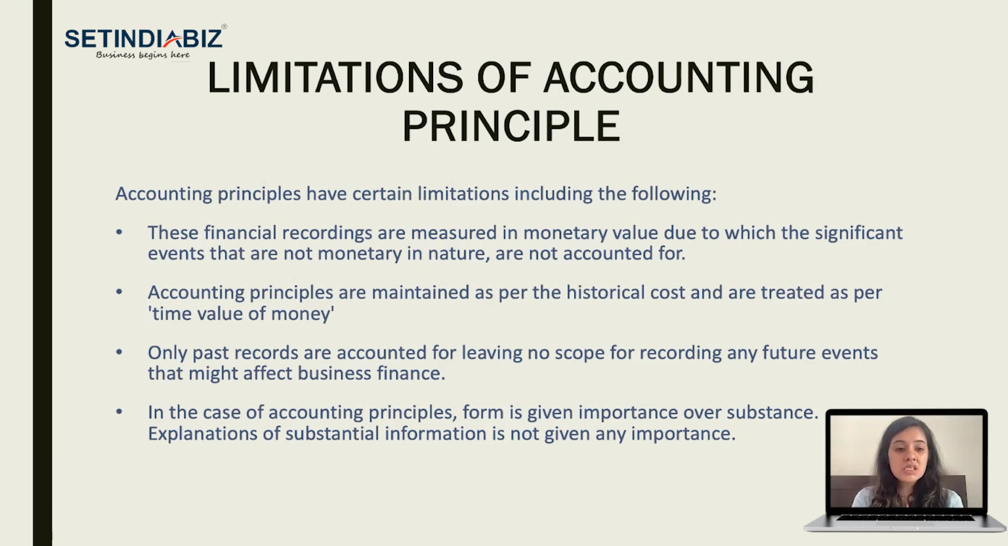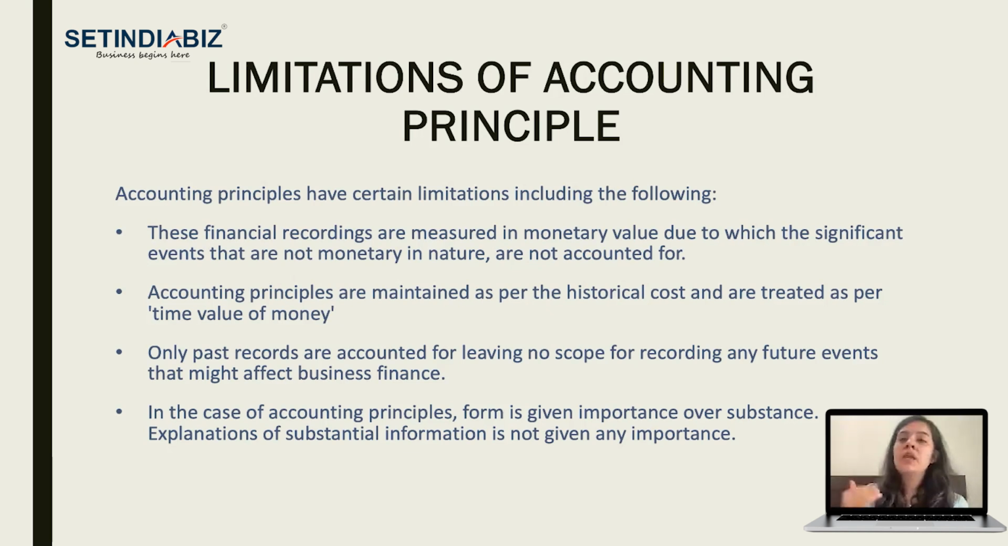And the last, in the case of accounting principles, form is given importance over substance. Explanations and substantial information are not given any importance. So, accounting principles say that the main form is given importance over the substance. The main explanations are not given any importance, right? We are just recording the transaction. What is the idea? What are the explanations?